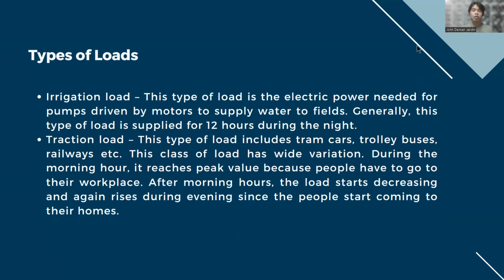Irrigation load. This type of load is the electric power needed for pumps driven by motors to supply water to fields. Generally, this type of load is supplied for 12 hours during the night. Traction load. This type of load includes tramcars, trolleys, buses, railways, etc. This class of load has wide variation. During the morning hours, it reaches peak value because people have to go to their workplace. After morning hours, the load starts decreasing and again rises during the evening since people start coming to their homes.